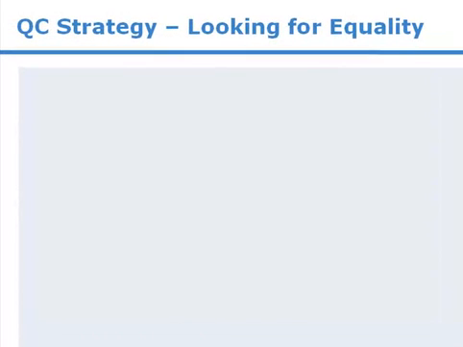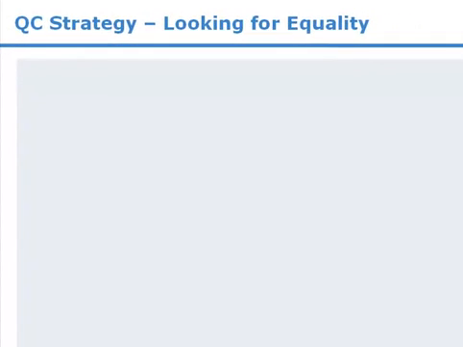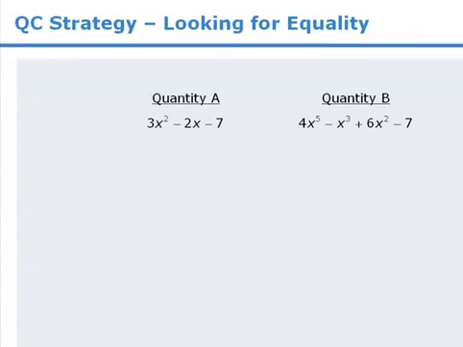In the last lesson, we examined the technique of plugging in numbers when the quantities include variables. In this lesson, we'll examine a useful strategy that can increase the effectiveness of the plugging in numbers approach. To set this up, please consider the following question.